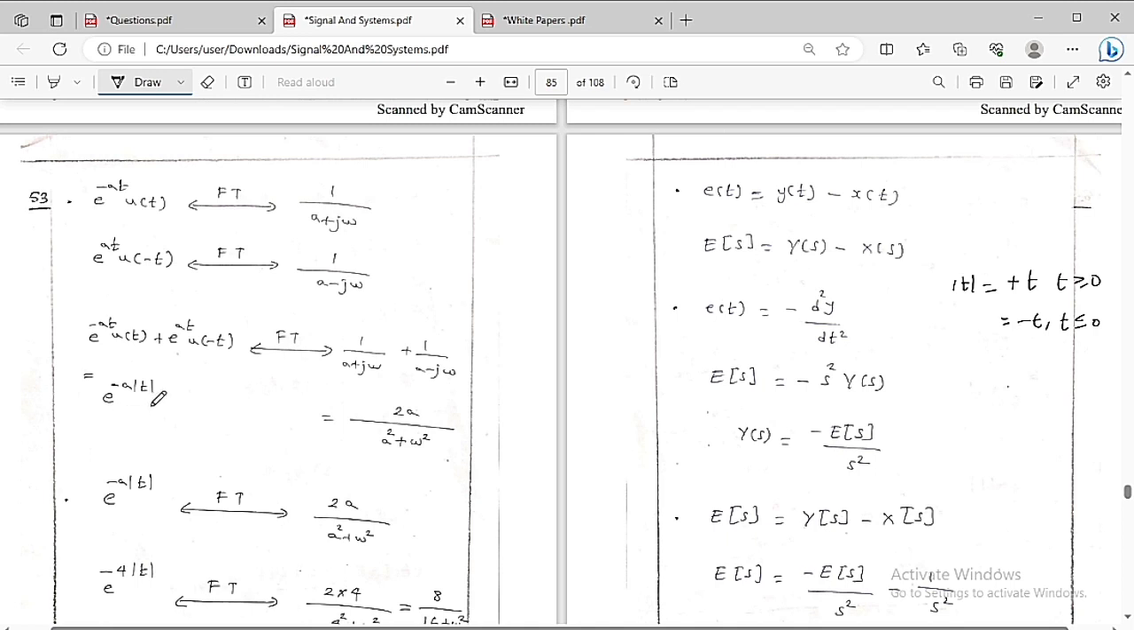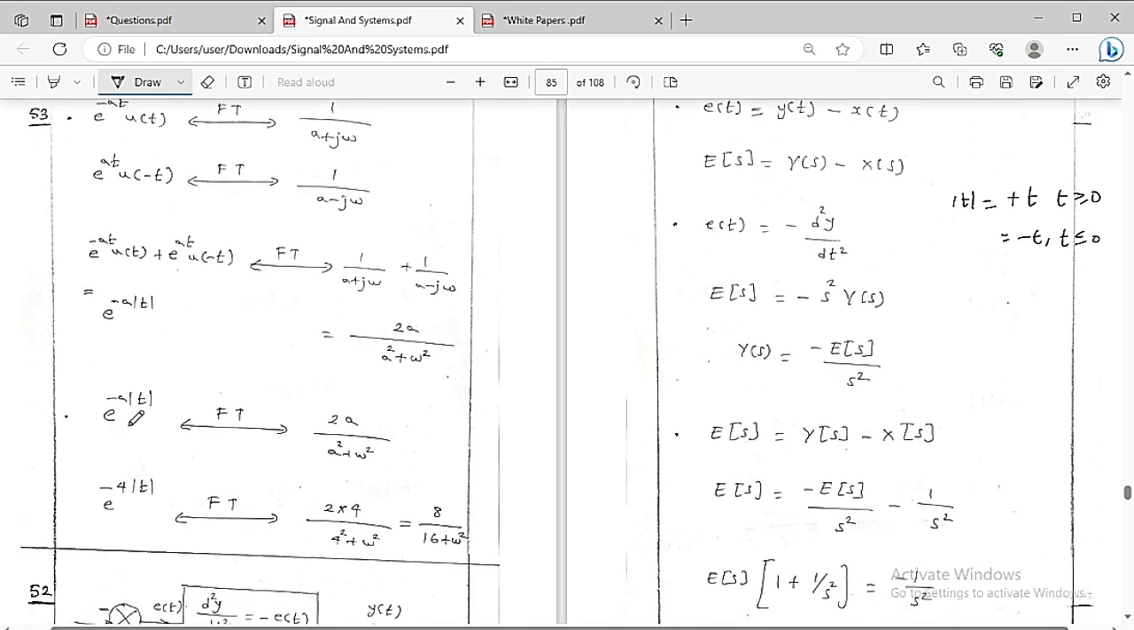So e to the power of minus a into mod t has the Fourier transform 2a by a square plus omega square. Here a is nothing but 4, and the question is asking for e to the power of minus 4 into mod t Fourier transform. By comparing this, a is nothing but 4. So in place of a substitute 4, and we get 2 into 4 by 4 square plus omega square. This is nothing but 8 by 16 plus omega square. So this is the correct solution of this question.